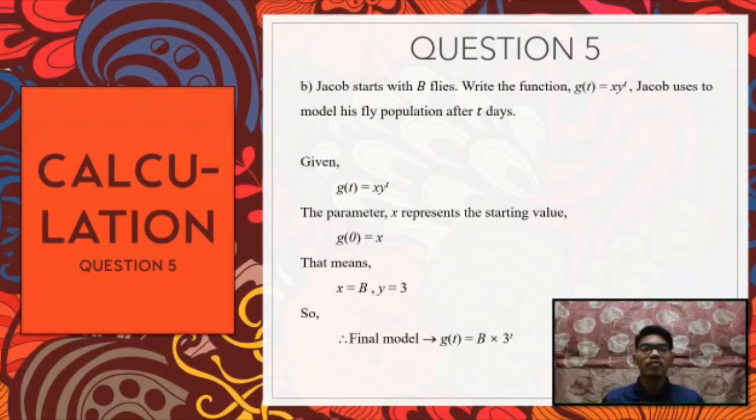We are told that every day the population triples. That means as t increases by 1, the population multiplies by 3. And therefore y equals 3. And we get the final answer: g(t) equals b times 3 to the power of t. That's all from me. Thank you.